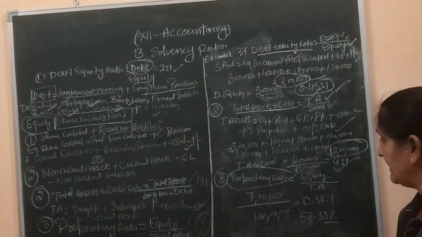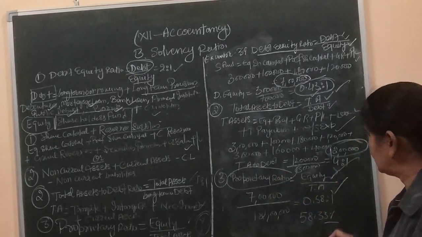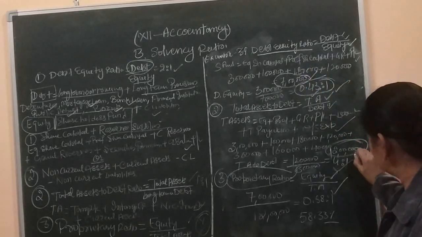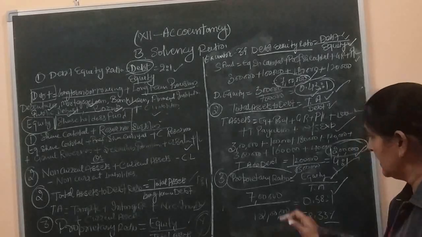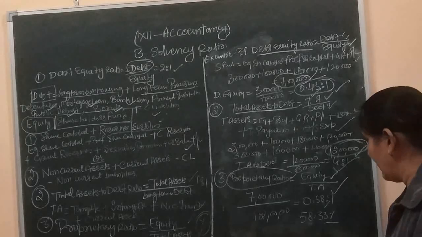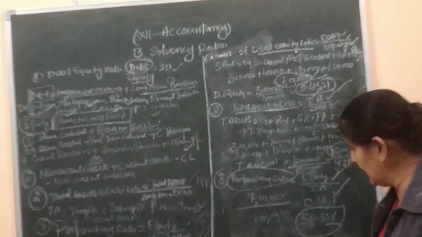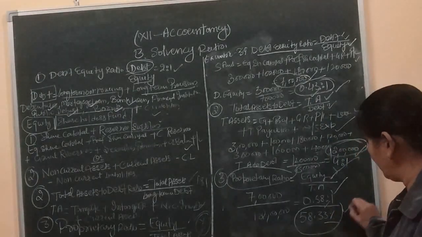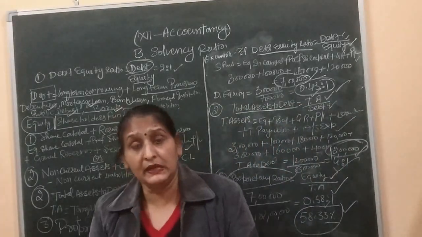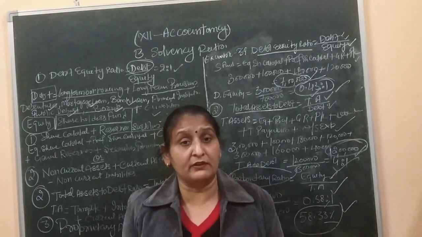The third ratio is the proprietary ratio, and the formula to find out the proprietary ratio is equity upon total assets. We have already found equity as 7 lakh rupees, and total assets as 12 lakh rupees. So the proprietary ratio is equal to 7 lakh upon 12 lakh. It means 0.58:1, and we can also show the proprietary ratio in percentage. Then the proprietary ratio is 58.33%.